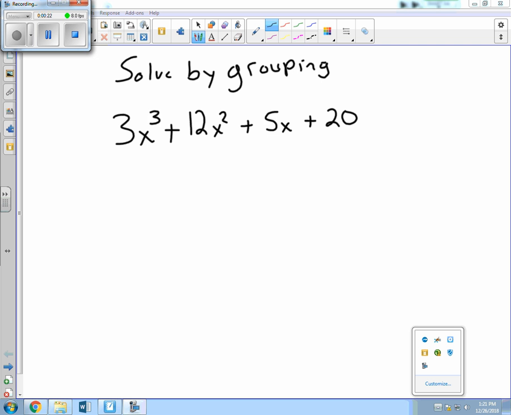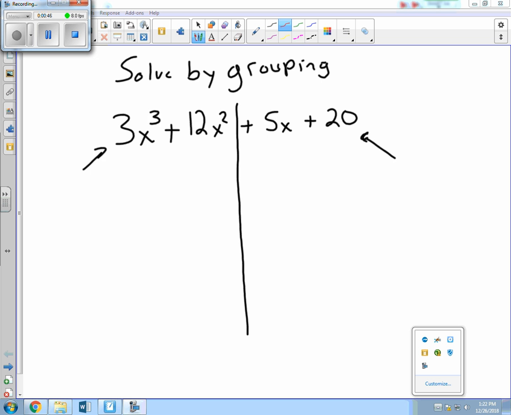So to solve by grouping, we're going to follow the steps, and I post the steps online in the notes. So first I'm going to cut this in half. That's step one. Step two is the hardest step, which is to factor out the common monomial between both the left side and the right side. So let me do the left side first.